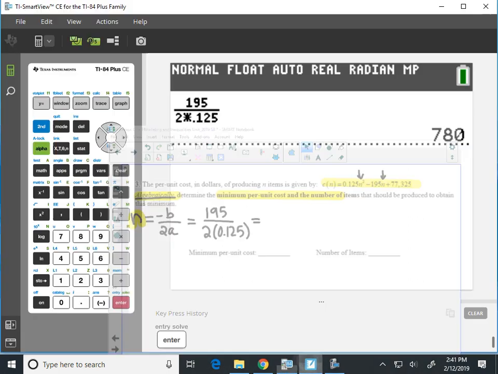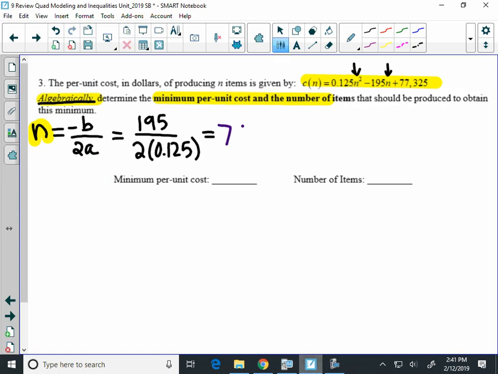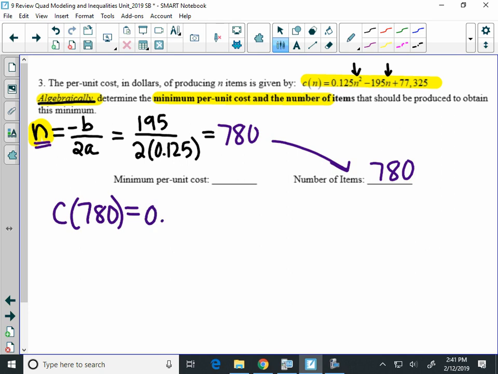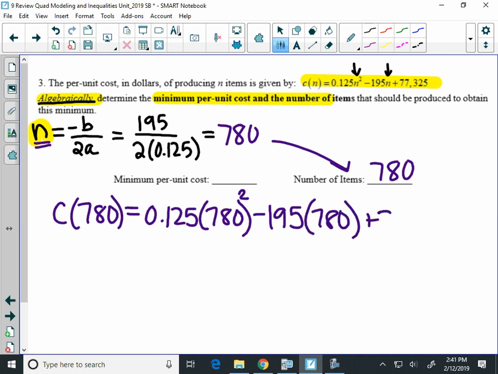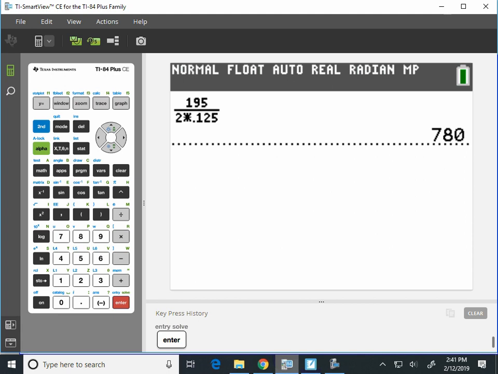Now that 780 is the n, the number of items. So this company can produce 780 items, and we need to find now the cost for that minimum number of items. So the way you do this is you're going to put that 780 back into the function for n. So you'll have 0.125 times 780 squared minus 195 times 780 plus 77,325. You need to very carefully type that into your calculator to find the cost.